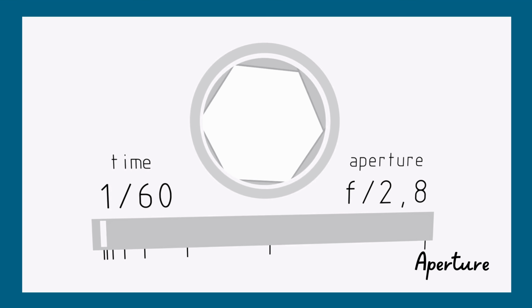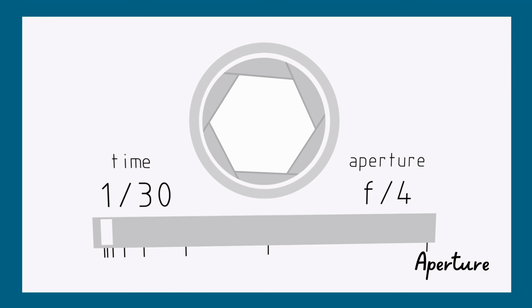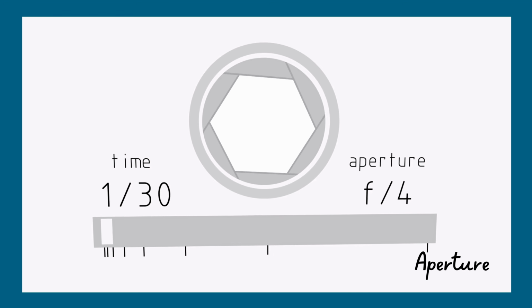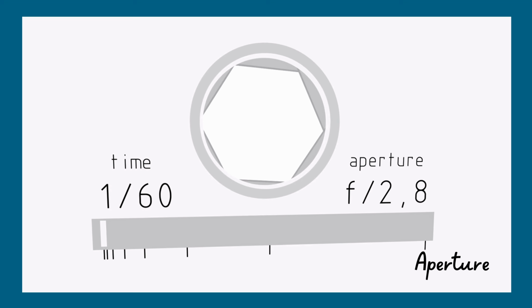I'm very sure one will ask, why all these numbers? These numbers simply represent stops on the lens. A stop simply refers to doubling or halving the amount of light that hits your camera sensor. So for example, if you move from f2.8 to f4, you are halving the amount of light that is going to hit your camera sensor. And if you move from f4 to f2.8, it's twice as much light that is going to hit your camera sensor.